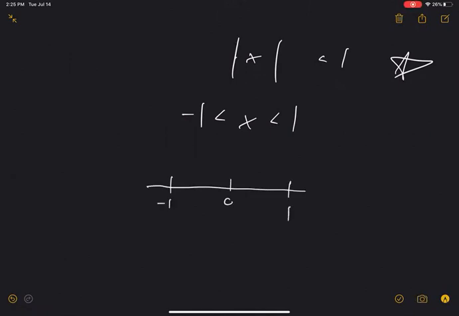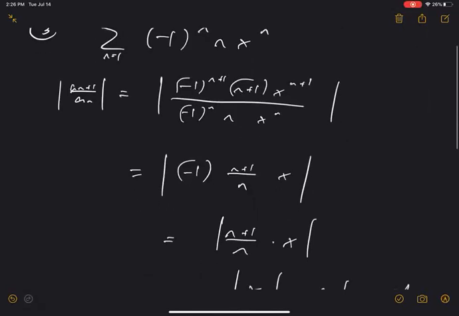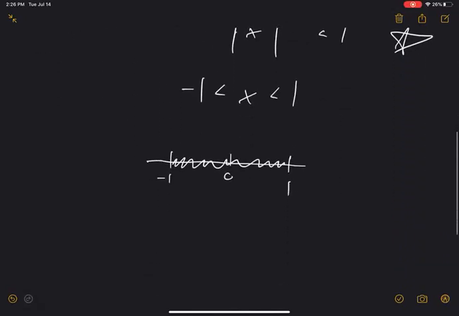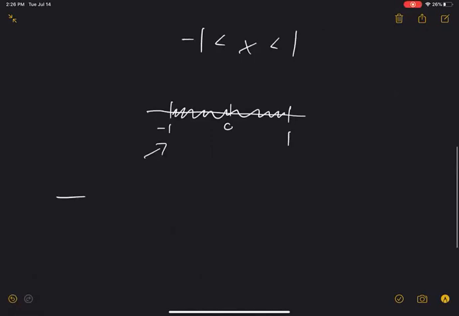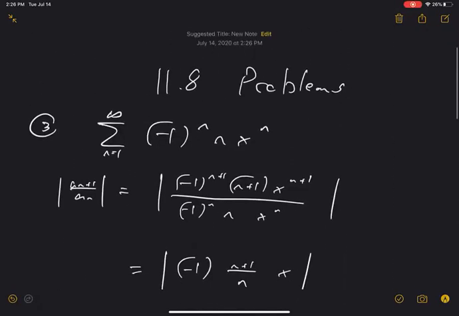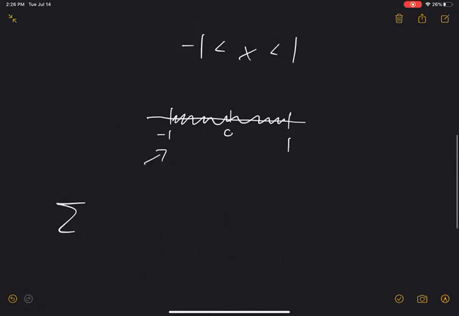I know my series is going to be converging inside here. Now I need to test these endpoints. Okay, do I include the endpoints or not? How do I test the endpoints? I'm going to take -1. That's my first endpoint. I'm going to plug it into that series for x. Okay, so when I plug in -1, I have (-1)^n times (-1)^n. I'm plugging -1 in for x. Right?